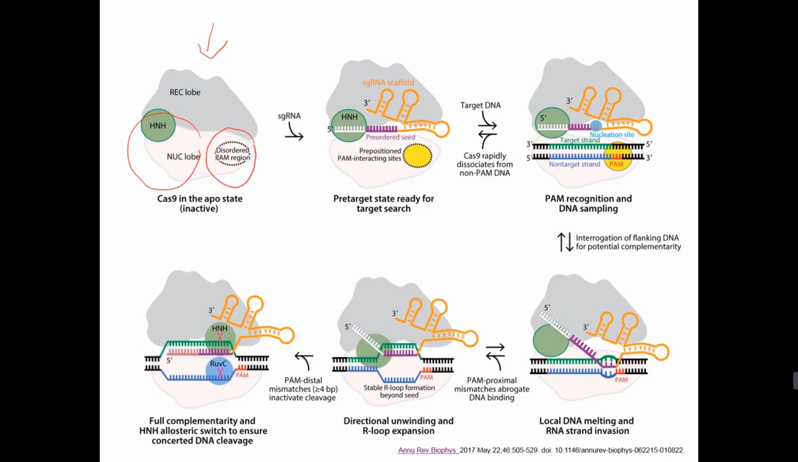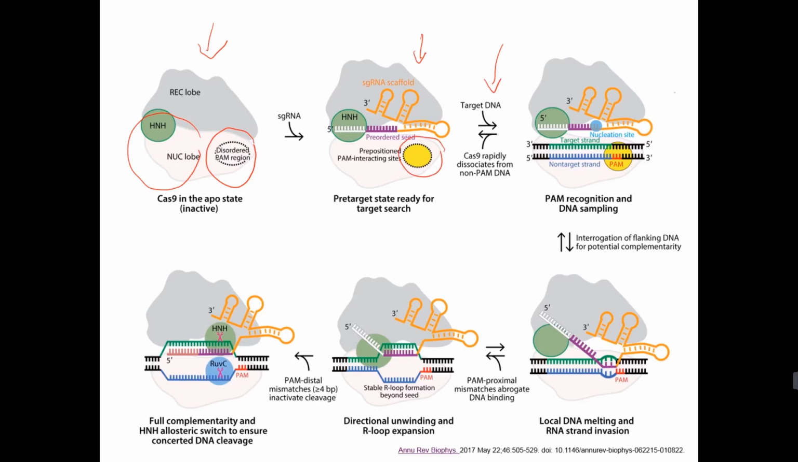When we engage the guide, which is depicted here, we're now in a position where the enzyme complex is capable of scanning for target sequences, and what it's looking for is a PAM, right? So we're able to bind our target DNA, we get the creation of that channel, the PAM recognition region becomes ordered, and we can now scan for that PAM region.